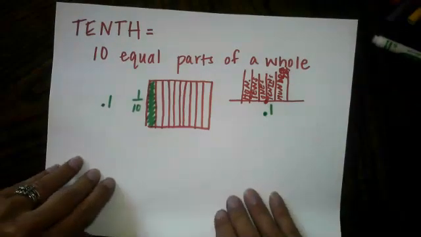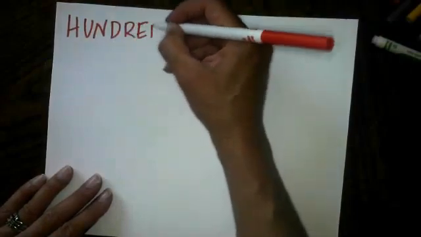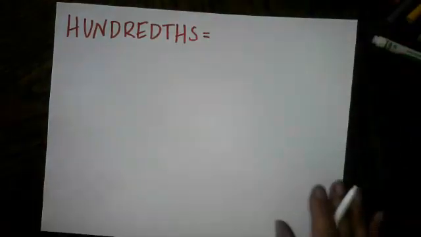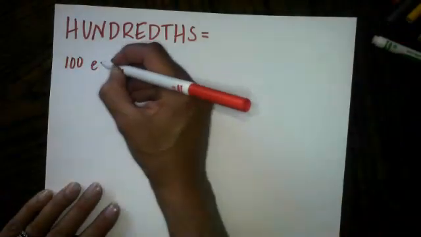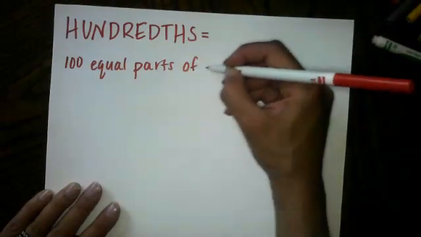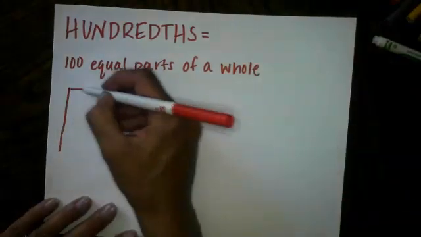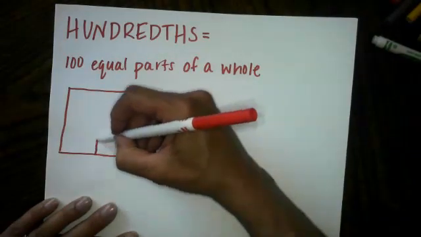Now, let's talk about hundredths when we're talking about decimals. And decimals and fractions are directly related. And I'll try to be a little bit bigger with my place value chart this time. So a hundredth is 100 equal parts of a whole. All right. So if I were to draw a square again, and you might think it would take a long time to draw 100 equal parts, but it really doesn't.